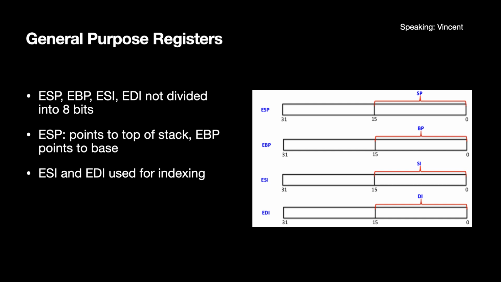Unlike the registers we saw before, the ESP, EBP, ESI, and EDI registers cannot be divided in small sizes of 8 bits. They are divided in upper and lower 16 bits. Since registers in a CPU are limited, they can't be used to store larger chunks of data. That's where memory comes in. Since data can be stored in memory in a stack data structure, the ESP register serves as an indirect memory operand that always points to the top of the stack, while EBP always points to the base of the stack. Furthermore, the ESI and EDI registers can be used for indexing.